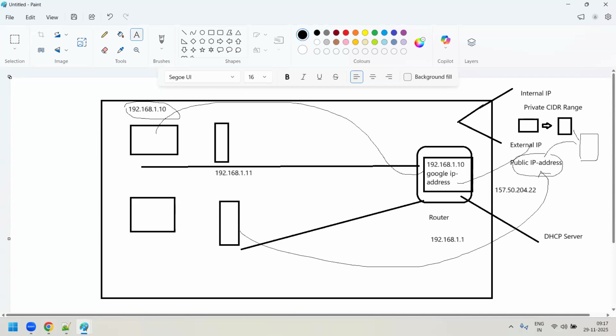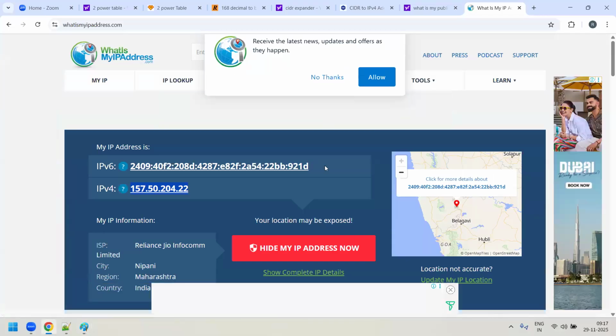Clear, sir? So that is what we call an external IP address. Every router will have an external IP address because to communicate to the outside world, you need to have an external IP address. Without the public IP address, you cannot communicate to the outside world. And watch it carefully here.